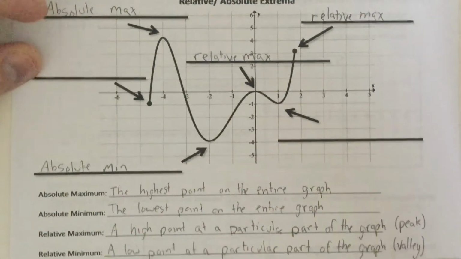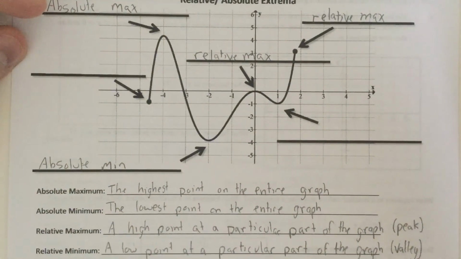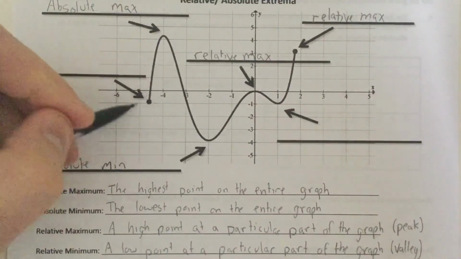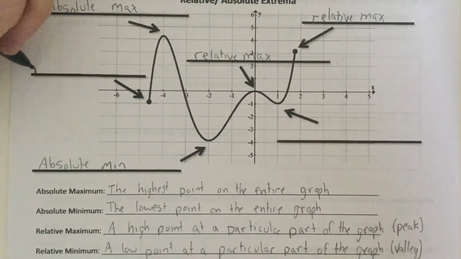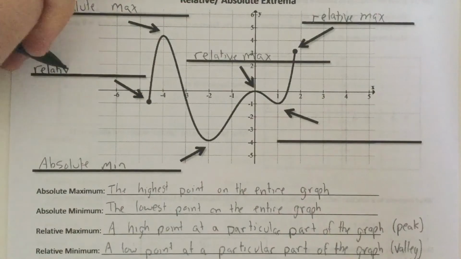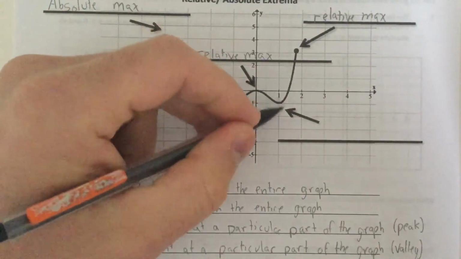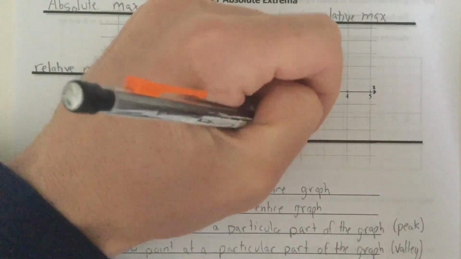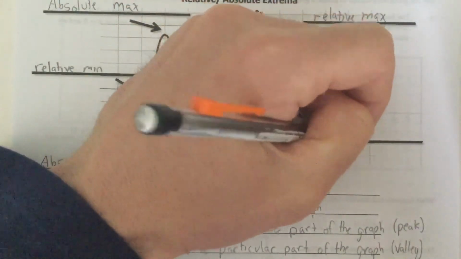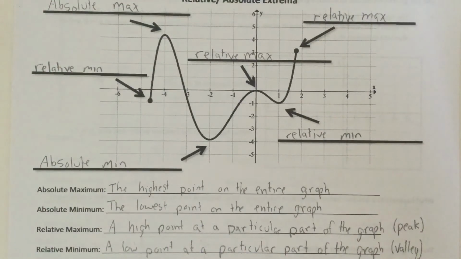And then our relative min is a low point at a particular part of the graph, which is like a valley. A low point near your house is not the lowest part of the world, but it is a low part in relation to your house. Since this does not have an arrow, that is a low point for the graph. So it is a relative min. And this is also going down and comes back up. So right here is a relative min because it's a low point, but not the lowest for the whole graph.